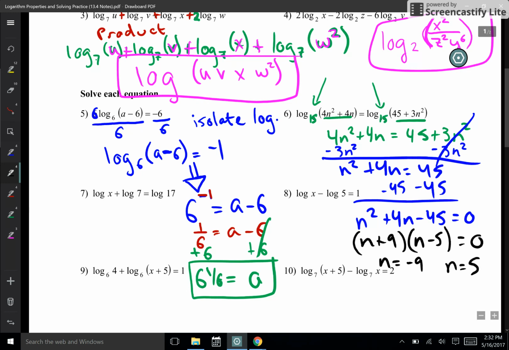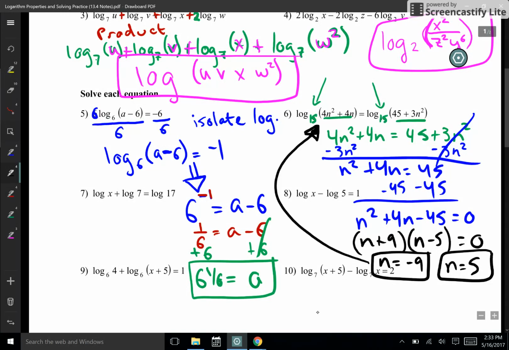You will want to think about whether these answers work or not, and whether they're extraneous solutions. Remember, you cannot have a negative base or a negative argument, and the bases cannot equal 1. As far as that goes, these should be fine. They both work when they get plugged back in up there. It will never end up giving me a negative argument.